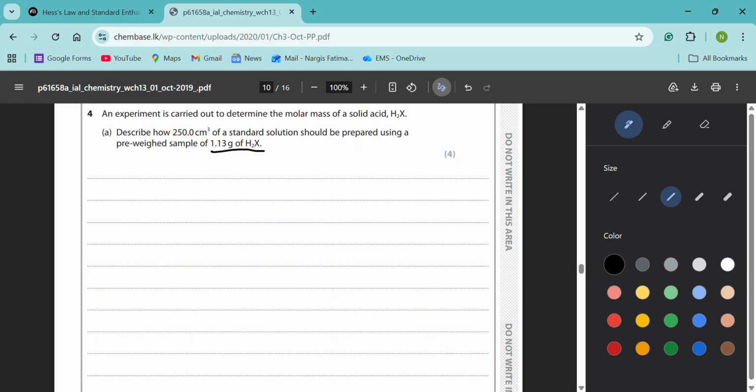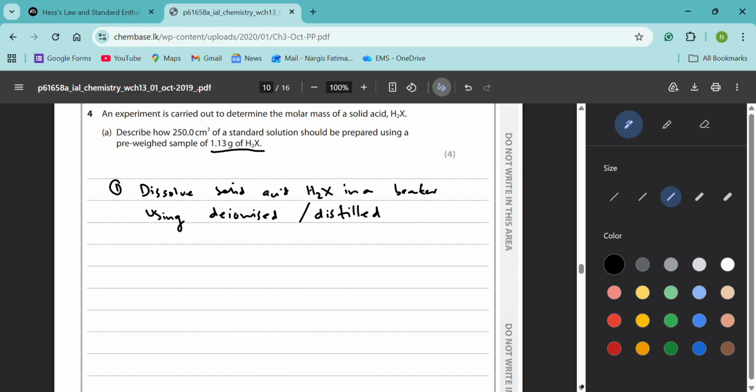Now, the first step is dissolve the solid acid H2X in a beaker using deionized or distilled water. Why are we using deionized or distilled water? Because it doesn't contain any ions, so it will not affect the purity of our acid and a pure solution will form.